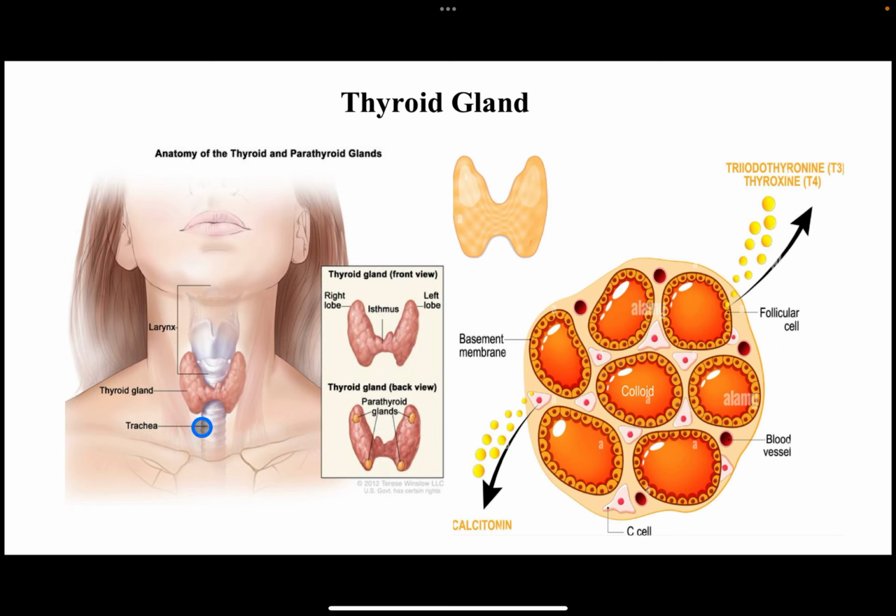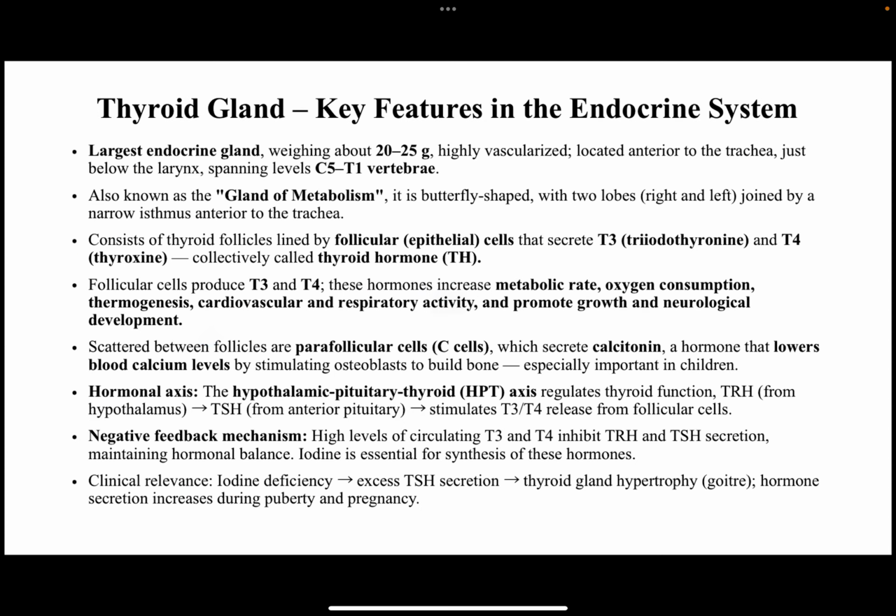So this is the trachea, and you realize that the gland is in front of the trachea, and this is the larynx. That's why we say anatomically it is below the larynx. It is butterfly shaped with two lobes, the left lobe and the right lobe, joined by a narrowed portion of that same thyroid gland called the isthmus. And we mentioned it is located in front of the trachea, or anterior to the trachea, just below the larynx.